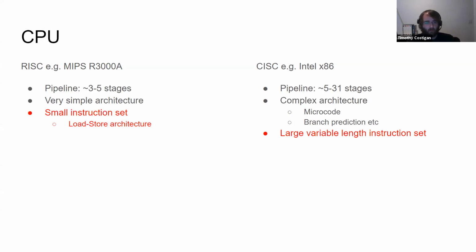So with RISC, you have a very small instruction set that just has basic operations, and you have a very explicit load-store architecture, so you can only access memory through those load and store operations. While with CISC, you will have a considerably larger instruction set. It can be thousands of pages long, while the MIPS manual is only a few hundred pages for the instructions.